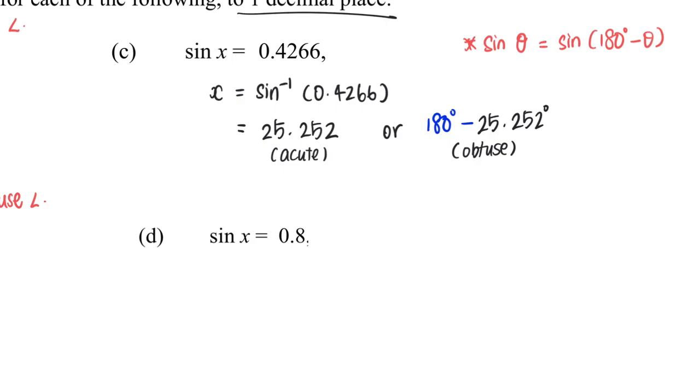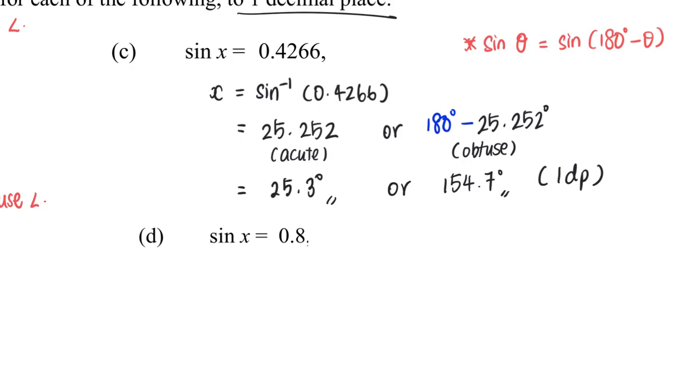So for sine ratio, we have to be careful. So for this part, the final answer will be 25.3 degrees. And the obtuse angle then will be 180 minus 25.3, which is 154.7 degrees. And for this question, they require us to give the answer correct to 1 decimal place. So you will see 2 possible answers for x.